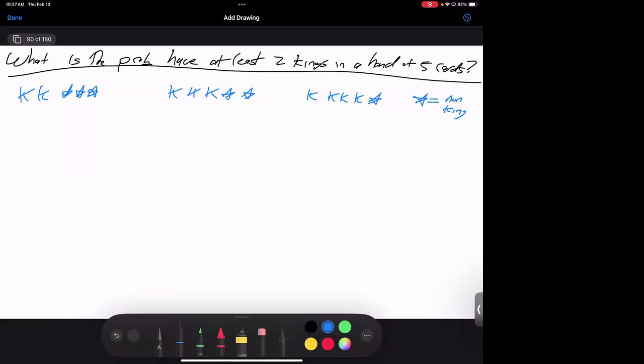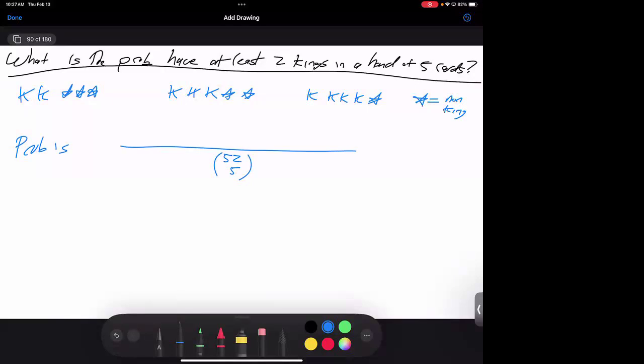So how many ways can you choose 5 cards from 52? Hopefully we've done this enough today that when you hear certain words, you understand this is going to be the n choose k. So it would be 52 choose 5. So the probability is something over 52 choose 5.